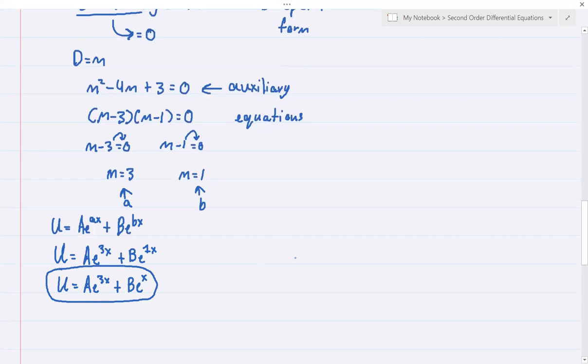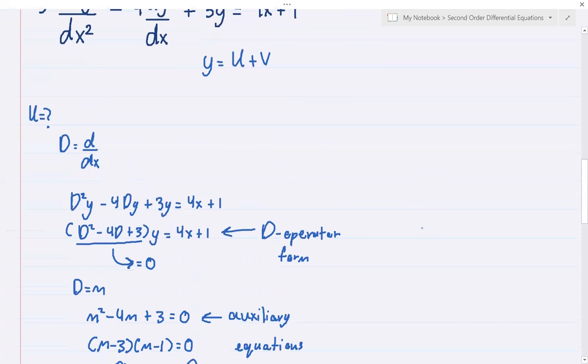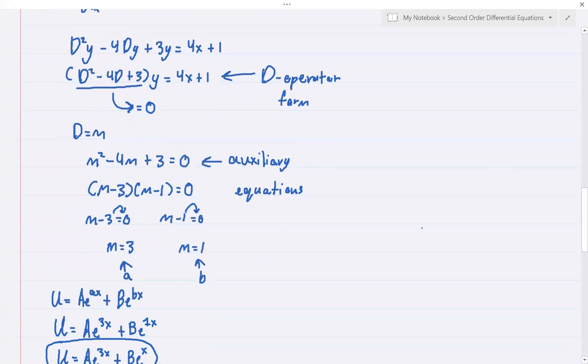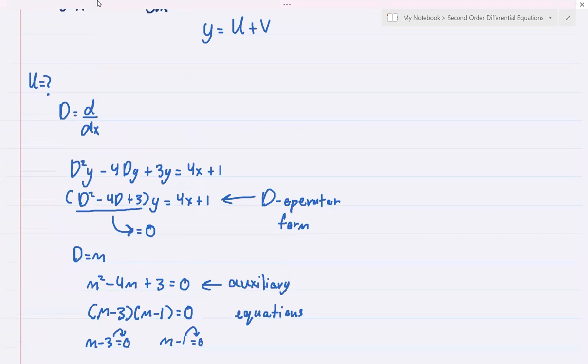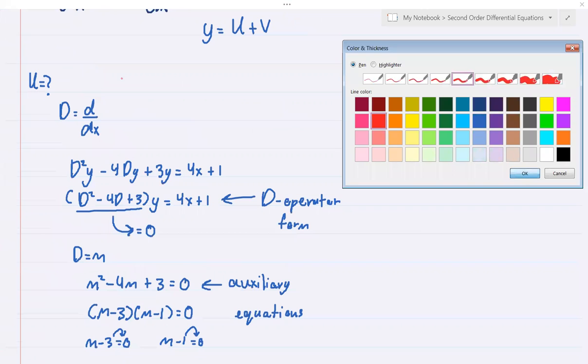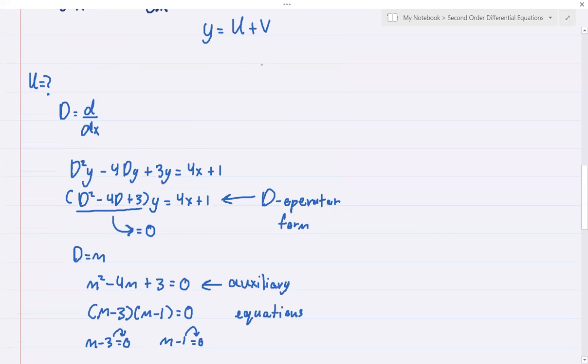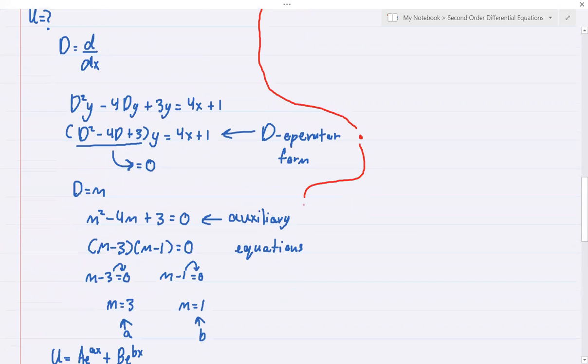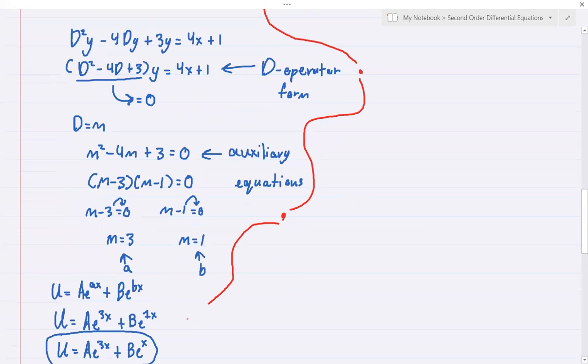Now, we're done here. Let's now proceed in getting your v. I have no space. Don't worry, I can occupy it. Let me just draw a border. Okay, hold on. Let me draw a border here. Let me start from here.